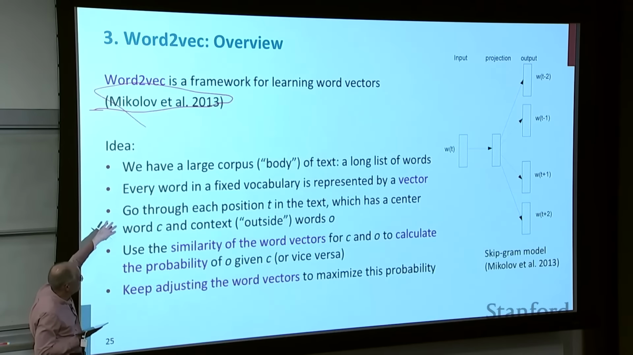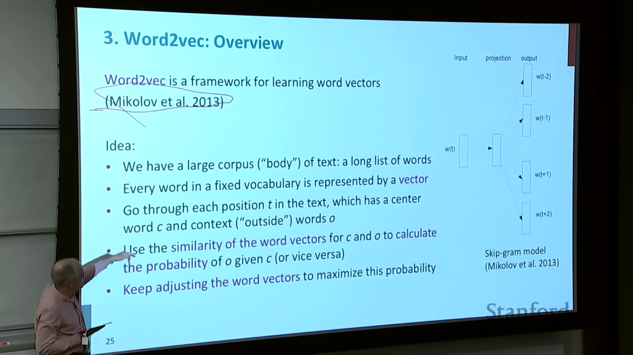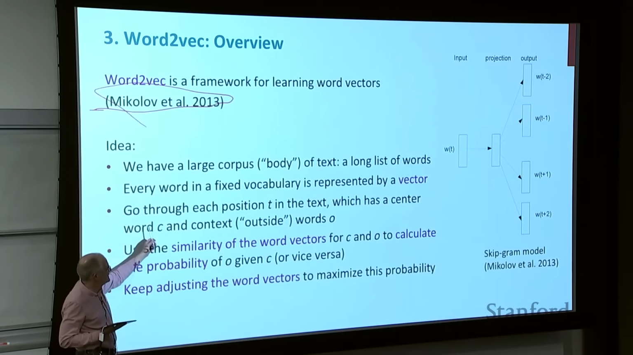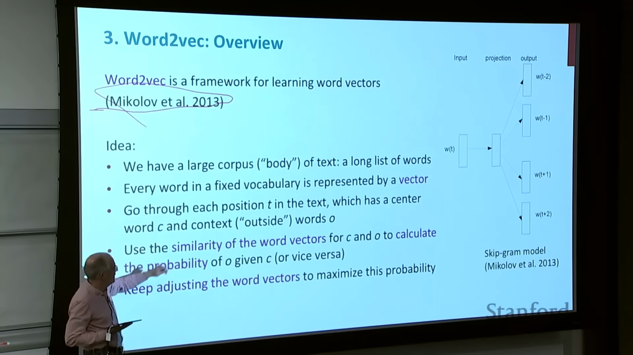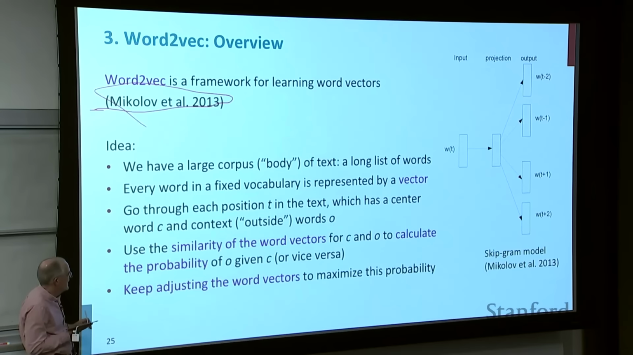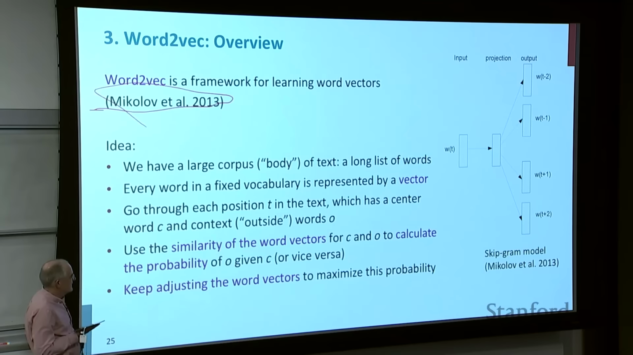And so what we're going to do in this algorithm is we're going to go through each position in the text. At each position in the text, which is a list of words, we're going to have a center word and words outside it. Then we use the similarity of the word vectors for C and the outside words to calculate the probability that they should have occurred or not. And then we just keep fiddling and we learn word vectors.